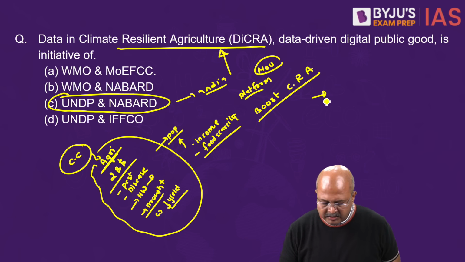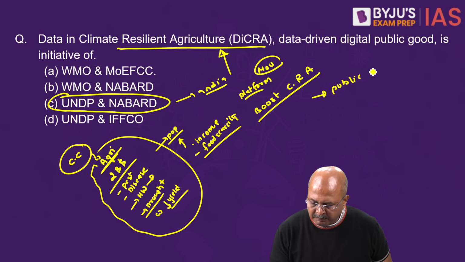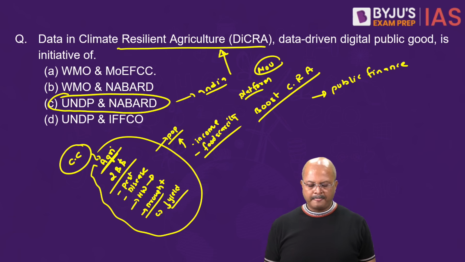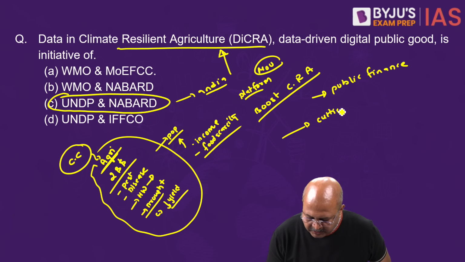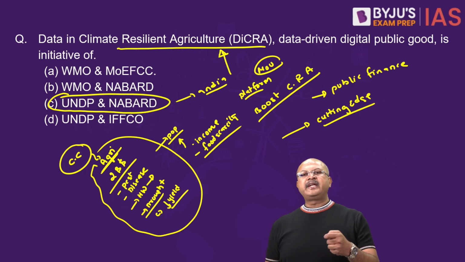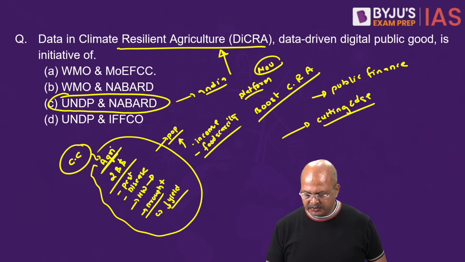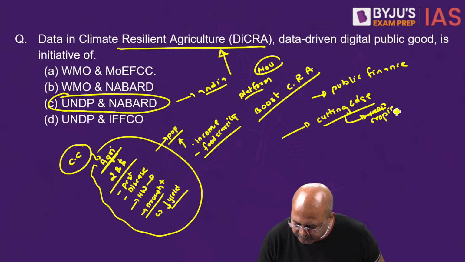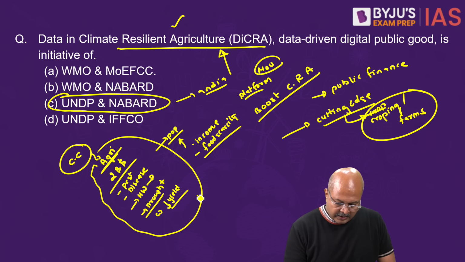Apart from that, this platform also shares the information of the public finance in the agriculture. It gives the data about the public finance which is given for agriculture. It also uses cutting edge technology, that is latest technology, to identify the cropping patterns so that they can resist in the context of climate change. Right. So hence, this data in climate resilient agriculture or DICRA is very important in this regard.